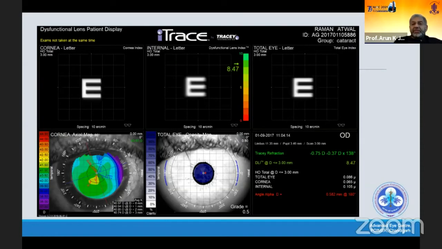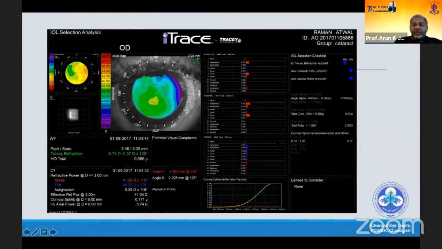And this is the same patient with high angle alpha, and you can see hardly any internal and corneal aberration, and the spherical aberration is very low. But as of now, there is no need to do a surgery. And this is another patient.